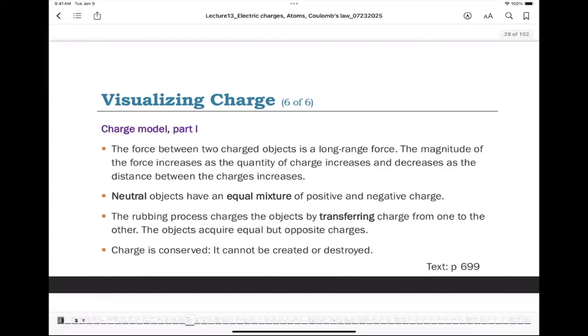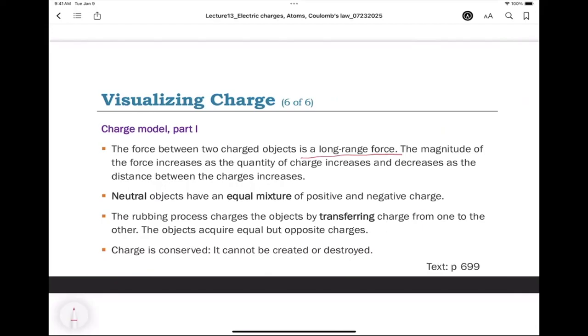The force between two charged objects is a long range force. The magnitude of the force increases as the quantity of charge increases and decreases as the distance between the charges increases. This is the feature of a long range force. Gravity is also a long range force. Neutral objects have an equal mixture of positive and negative charge.